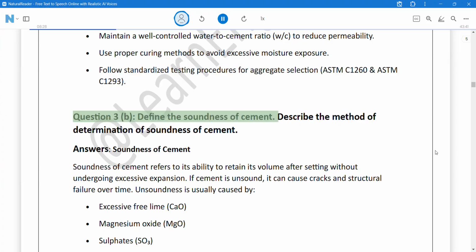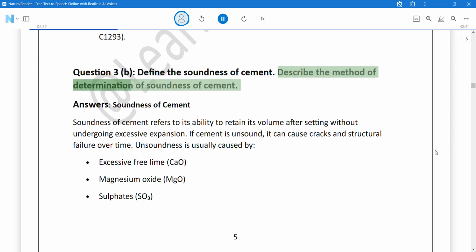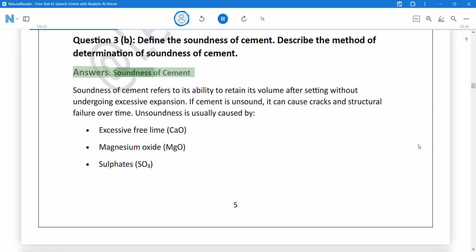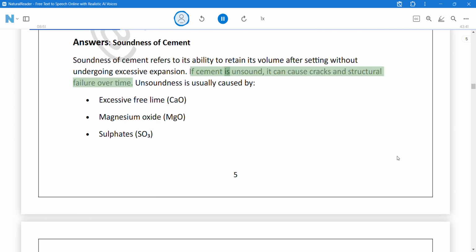Question 3. Define the soundness of cement. Describe the method of determination of soundness of cement. Answers: soundness of cement. Soundness of cement refers to its ability to retain its volume after setting without undergoing excessive expansion. If cement is unsound, it can cause cracks and structural failure over time.